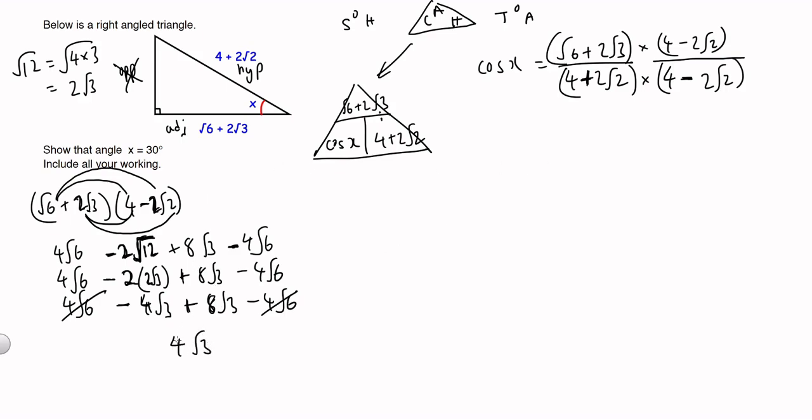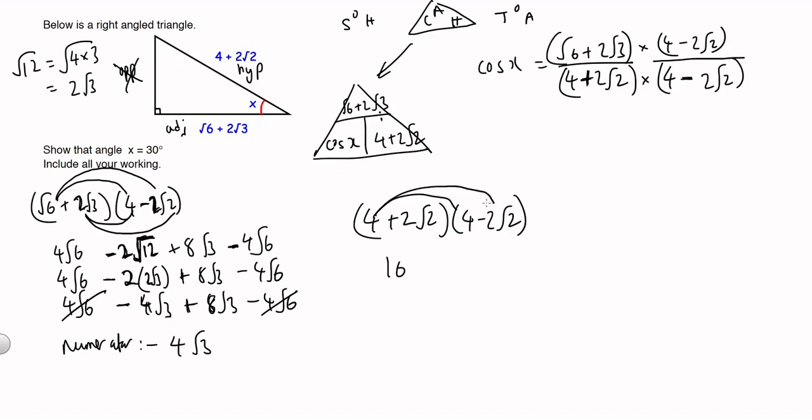So on the numerator we have this. Right, let's do the same thing for the denominator. Four times 4 is 16. 4 times negative 2 root 2 is negative 8 root 2. 2 root 2 times 4 is positive 8 root 2.